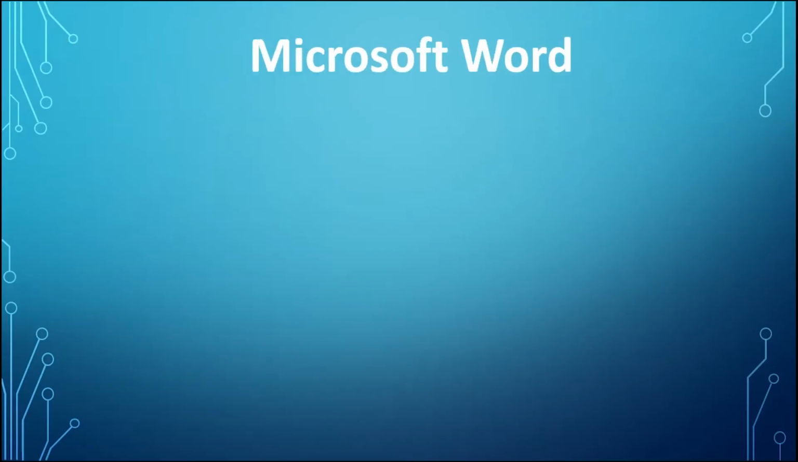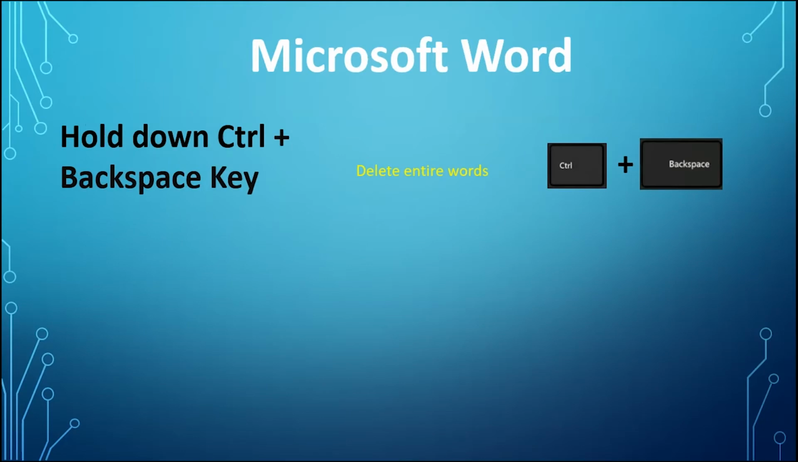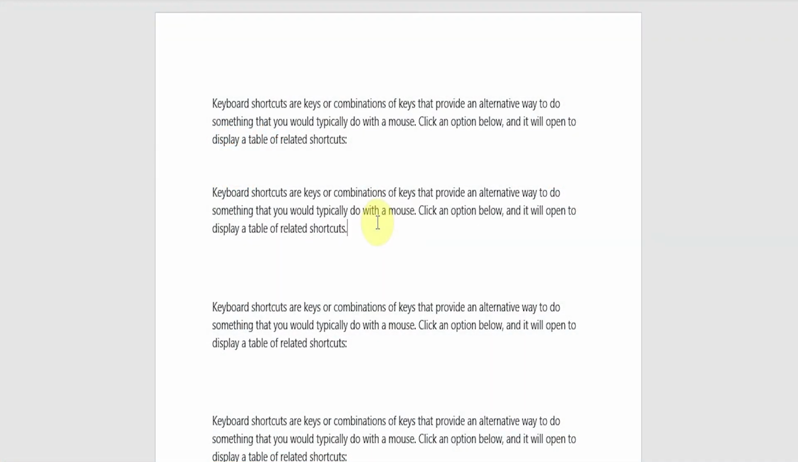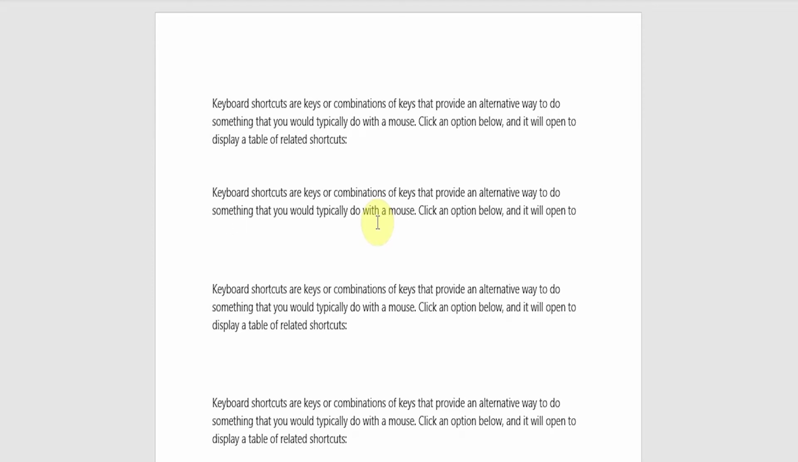In Microsoft Word, using the backspace key will delete one character at a time. But did you know that what is even more useful is holding down the Ctrl key and then tapping the backspace key? It will delete the entire word. Let's check. First, delete with backspace. Now hold the Ctrl key. This deletes the sentence and paragraph quicker.